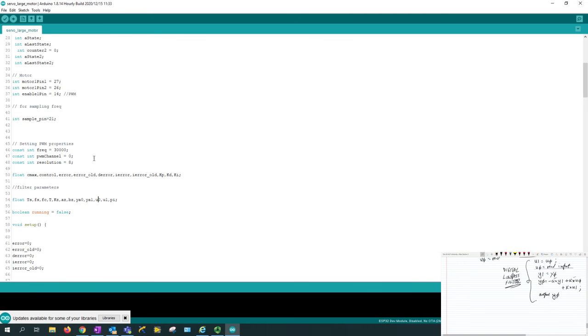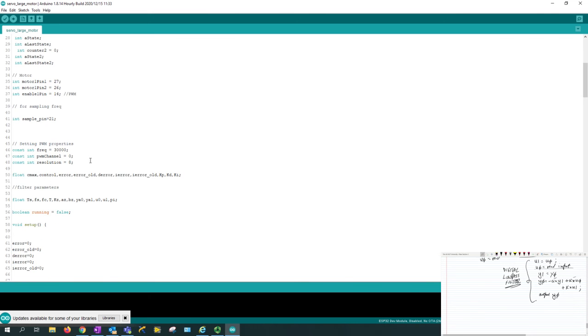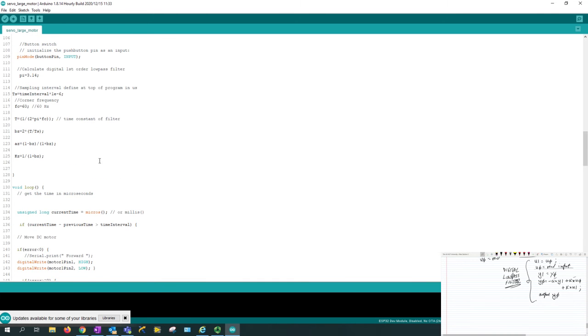Now, if you remember the sampling, in your software you need to declare the sampling interval. I've declared it as 10 kilohertz. So in this bit of code here is unsigned long previous time equals micros, defining the previous time, and the time interval is 100 microseconds. It's going to be used later. So if I wanted a different sampling interval, I could change that. That's 100 microseconds.